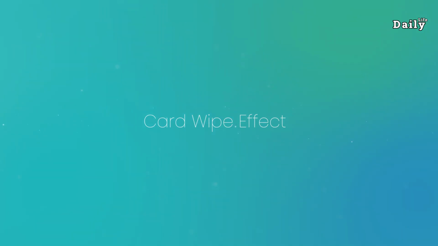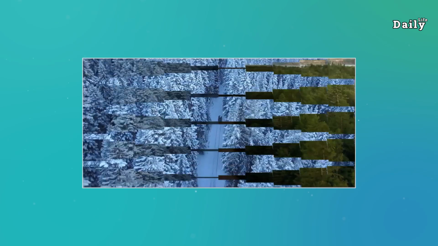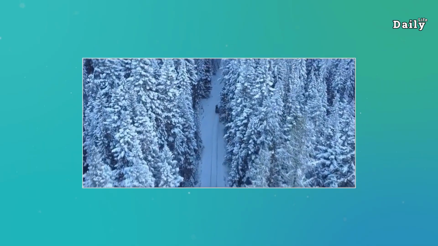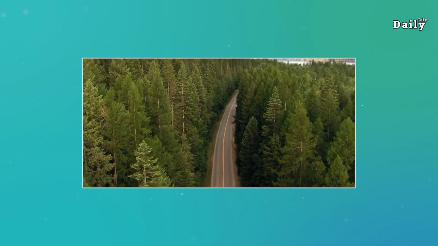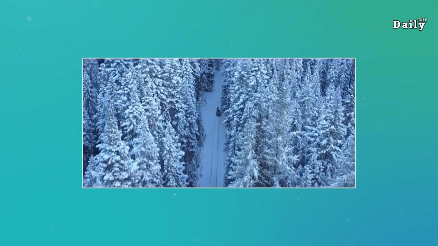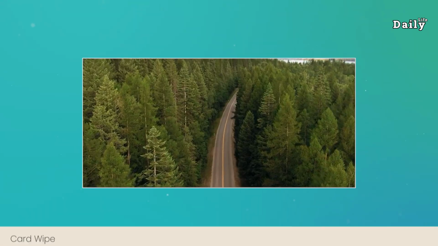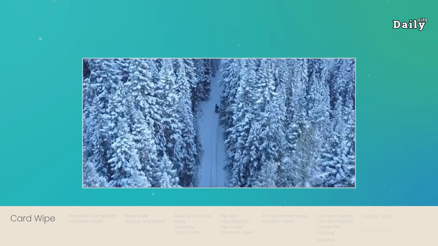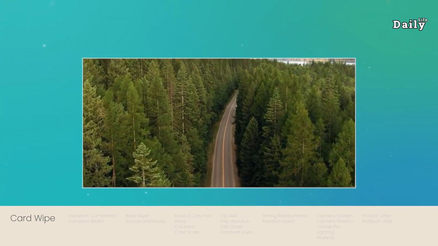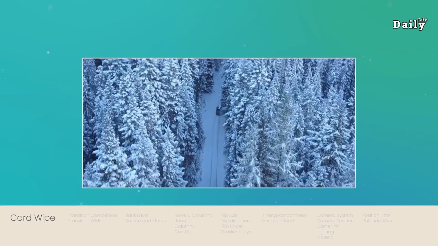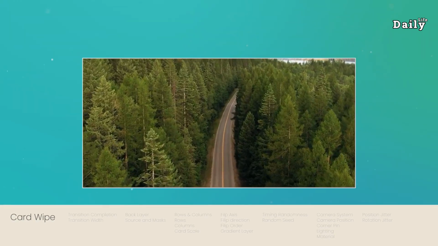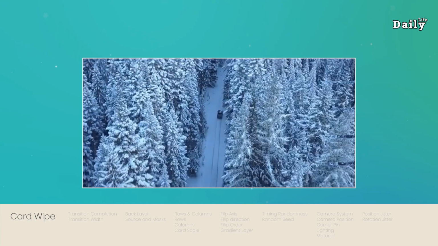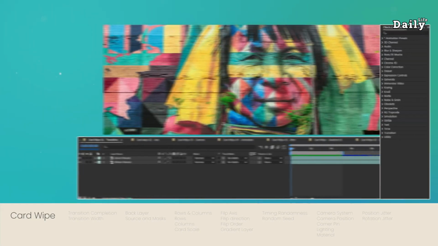In this tutorial, we are diving deep into the card wipe effect in After Effects. This powerful transition effect lets you simulate a grid of flipping cards, offering endless possibilities to add dynamic and professional touches to your projects. We'll cover everything from the basics of card flipping to advanced settings like camera controls, lighting, and jitter. By the end of this tutorial, you will have all the tools to unleash your creativity with this versatile effect. Let's jump right in and explore the world of card wipe.